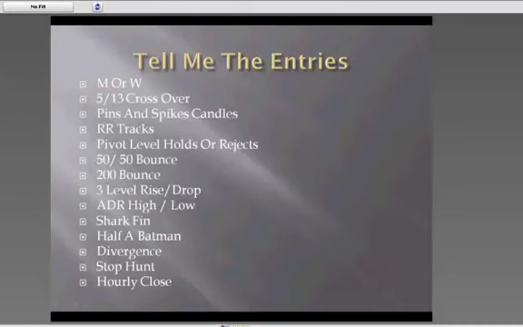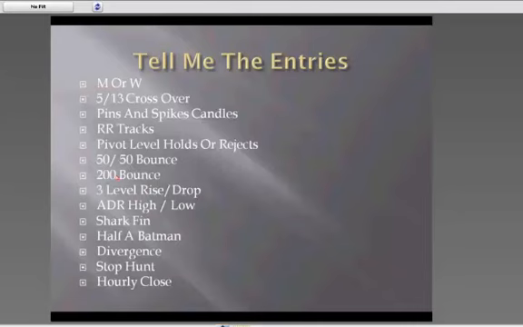Okay, good. Sorry. All right. Here's the entries. M or W. 513 crossover confirm. It's a little late. I want you in sooner. But if you must, there it is. Pins and spikes. Right? Railroad tracks. Pivot level holds or rejects. The M1 level holds with the pattern. 50-50 bounce. Goes right down to the 50 EMA and holds. 200 bounce, right to the mayonnaise.